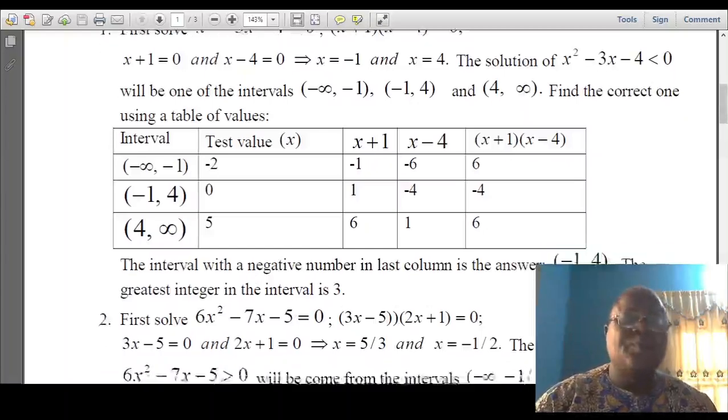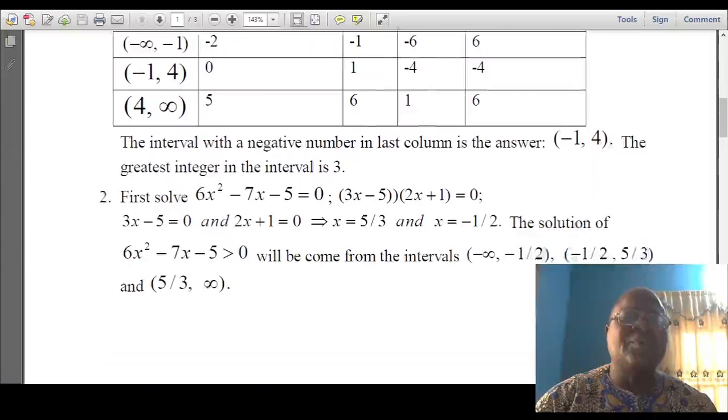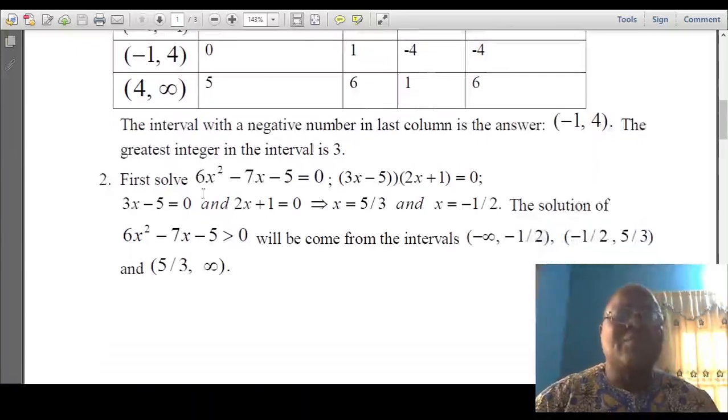Question 2. The solution of question 2. As we handled the first one, we try to factorize 6x squared minus 7x minus 5 equal to 0. And we have 3x minus 5 into 2x plus 1 equal to 0.